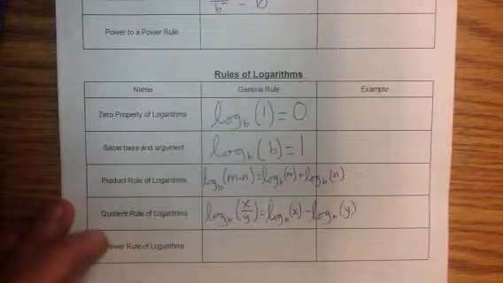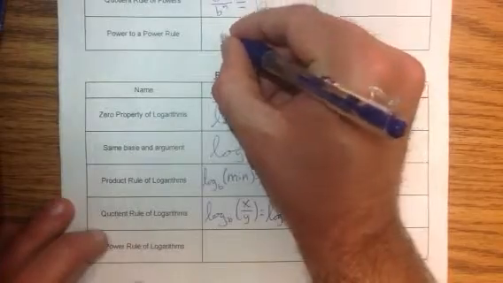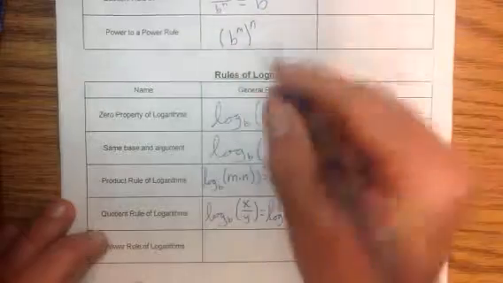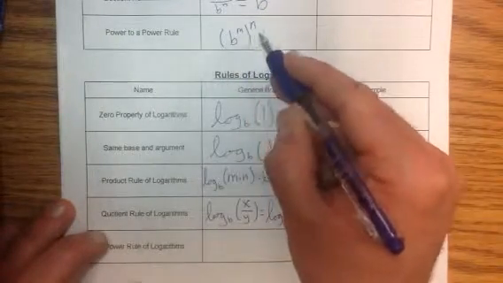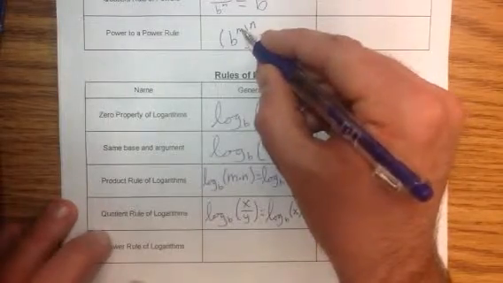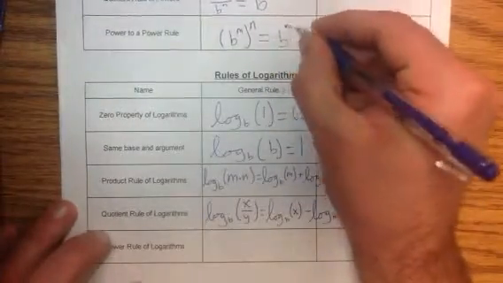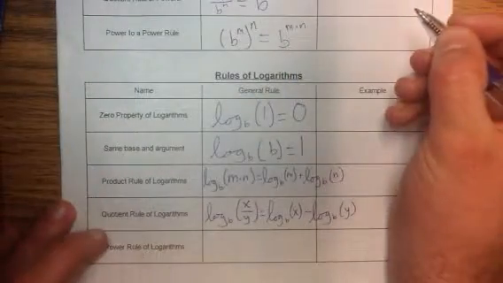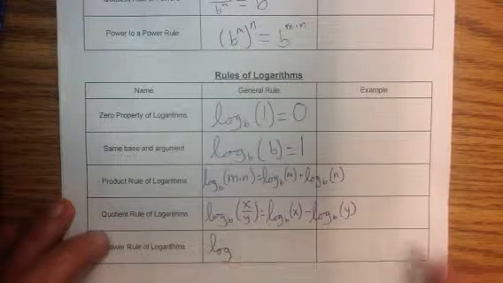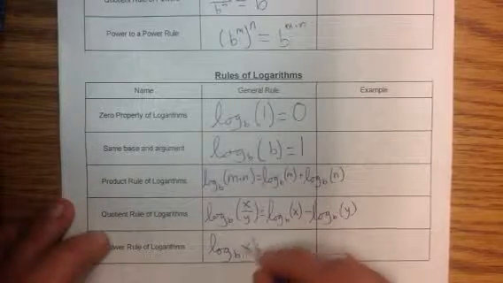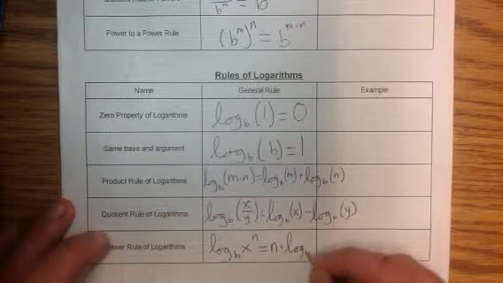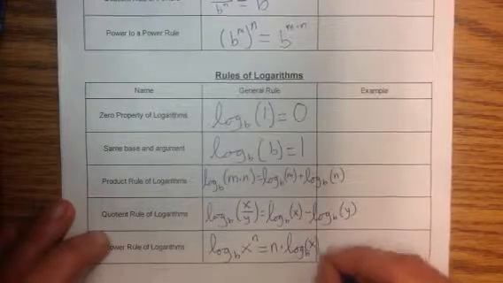Last one is the power to a power rule. We did this in the opening. If you have b to the m, and you take that to the nth power, that means I have a bunch of b to the m's, and I have n of them. So if I have n groups of size m, that's b to the m times n. Likewise, and this is my favorite rule of logarithms, if you have log base b of x to the nth power, that equals n times log base b of x.